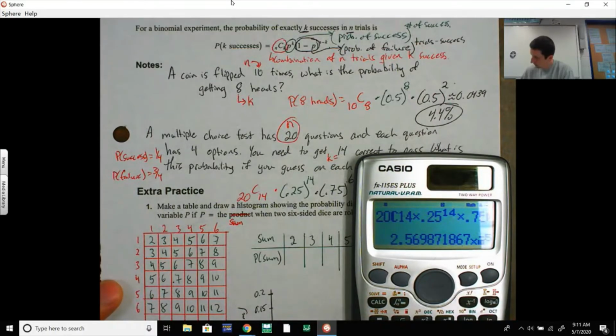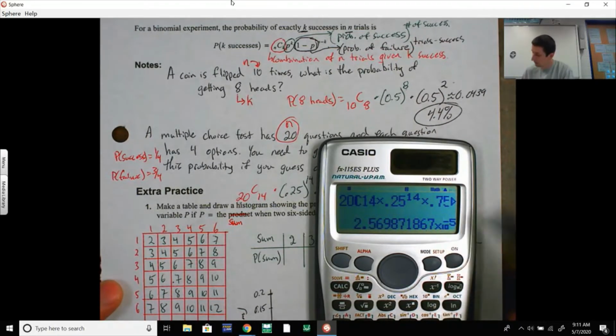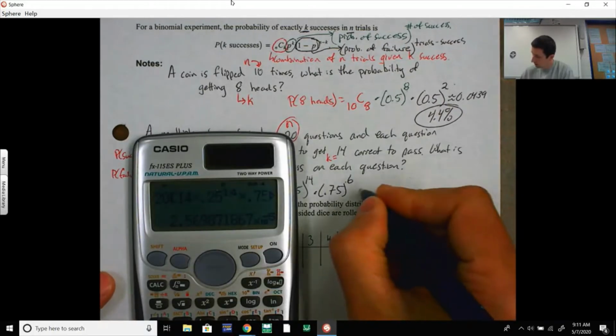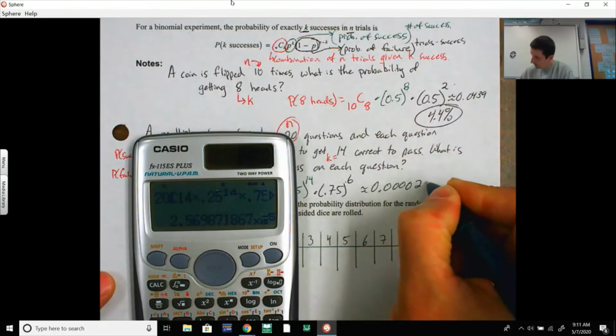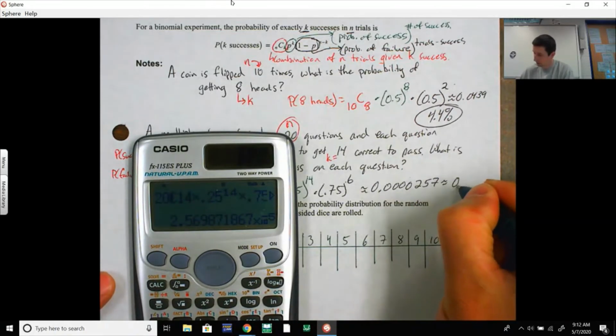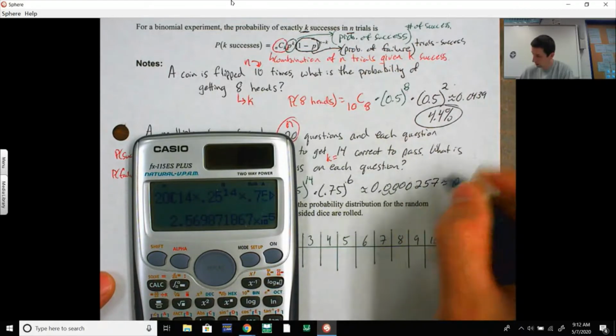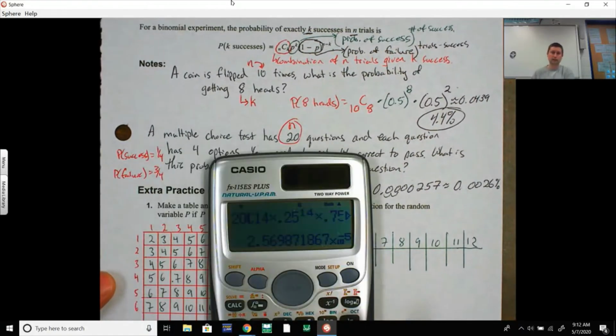Not very good. Notice the scientific notation: 2.56 times 10 to the negative 5th. Move it 2 places to the right to get a percentage, so that is 0.0026% of passing if you just randomly guess on each one. Normally it doesn't play out that way because you can sometimes make an educated guess or eliminate one of the options.